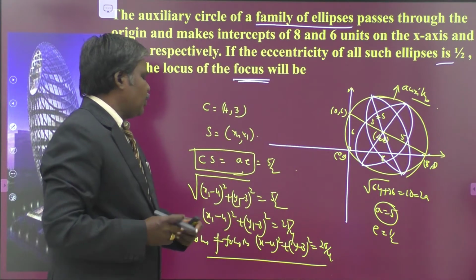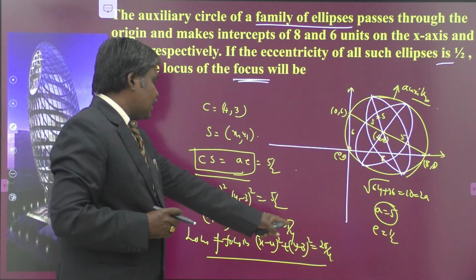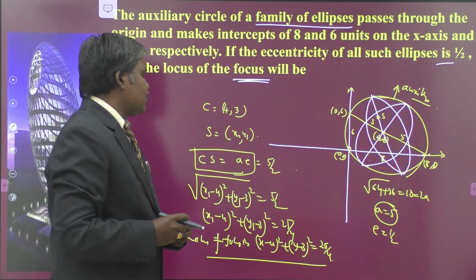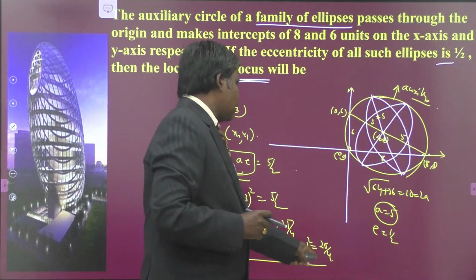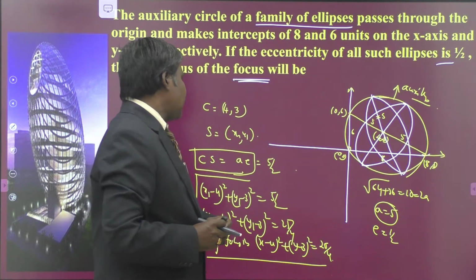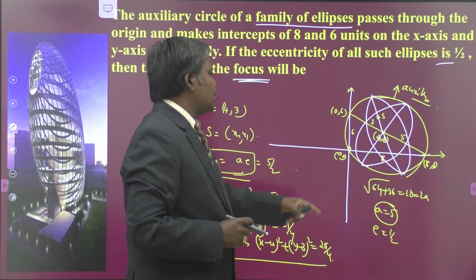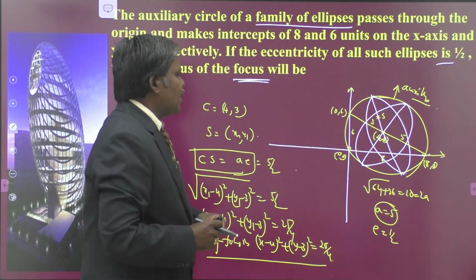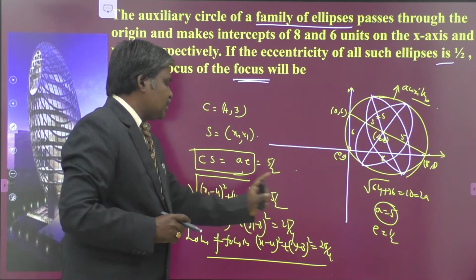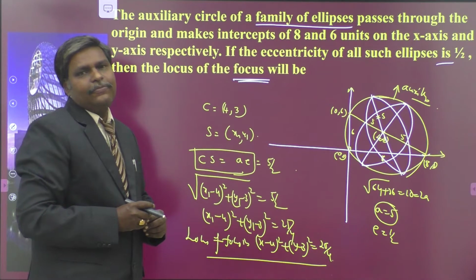This is your required locus. This is also a circular thing. So x minus x1 whole square plus y minus y1 whole square is equal to some r square. What is the radius? 5 by 2. 5 by 2 is the radius of the required locus. Center is concentric to your circle as well as your ellipse. That is x minus 4 whole square plus y minus 3 whole square equal to 25 by 4. Okay.